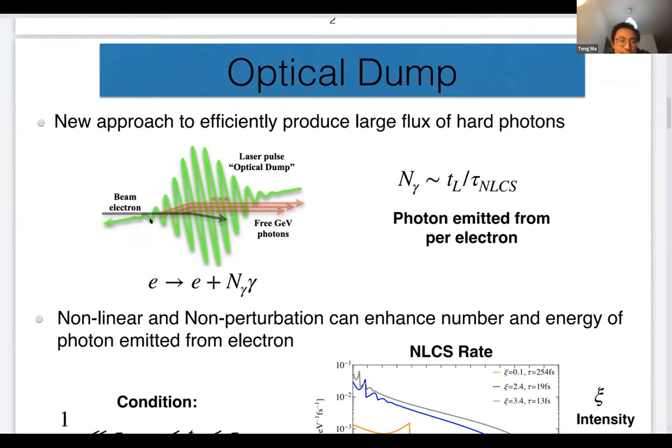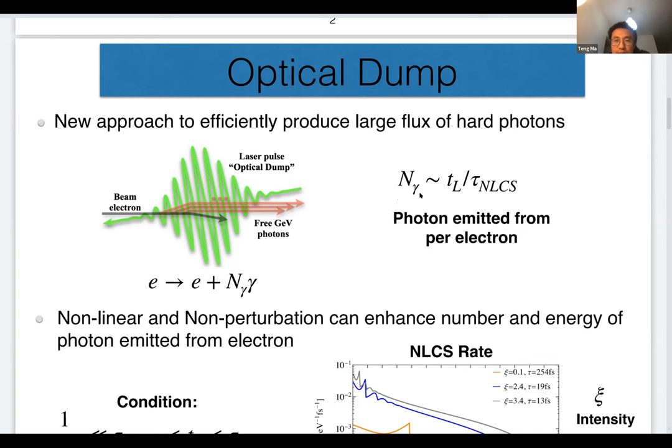We found that nonlinear Compton scattering can be a very good method to efficiently produce a large flux of hard photons. In the electron and laser system, the electron is injected into the laser background. Since the laser background is very strong, the electron will strongly and nonlinearly interact with the laser background to efficiently emit a lot of hard photons. At the same time, these hard photons weakly interact with the laser background, so they can free stream in the laser background without any loss. So compared with the traditional thin dump, this new dump is very efficient at producing hard photons. So we call this system the optical dump.